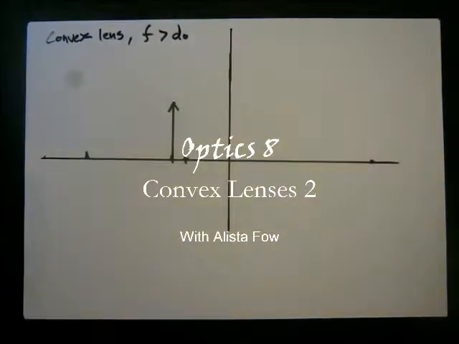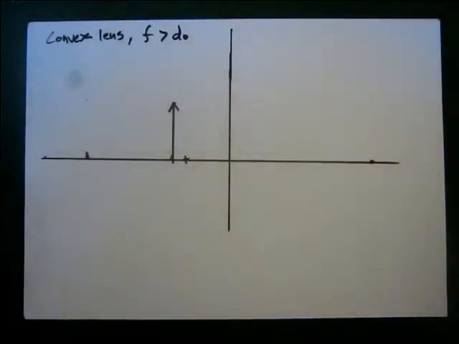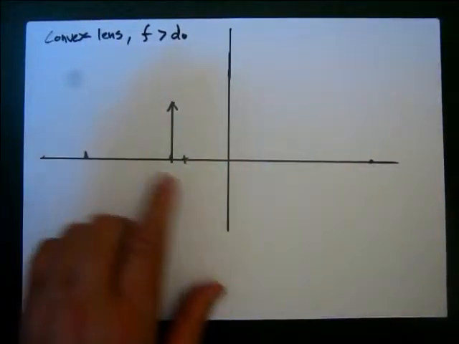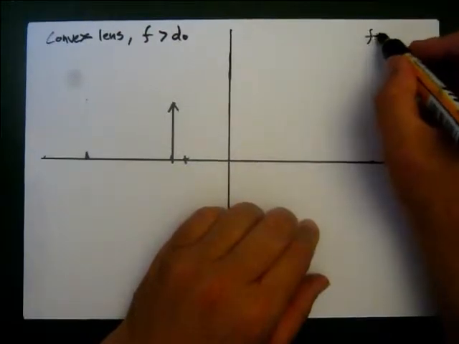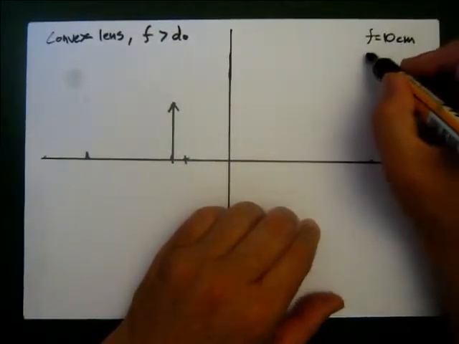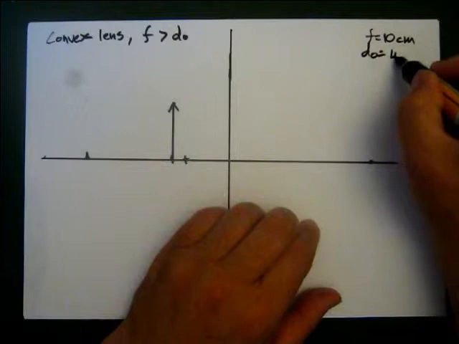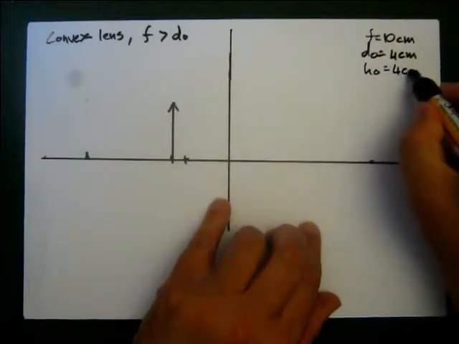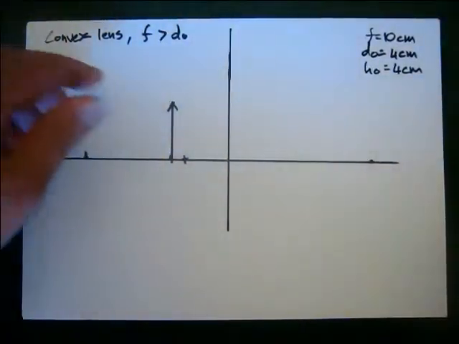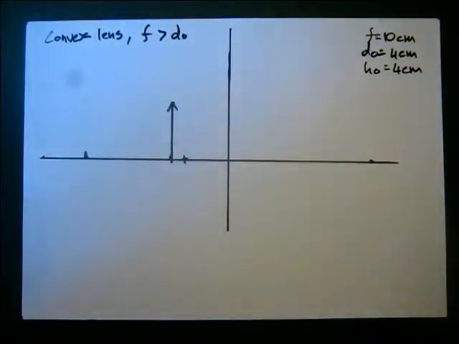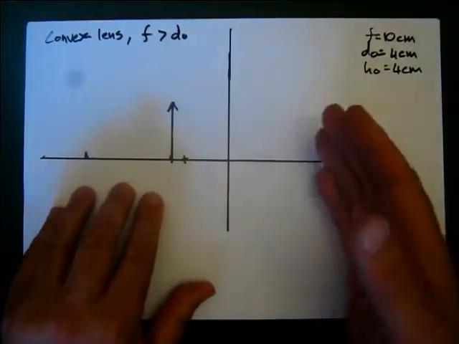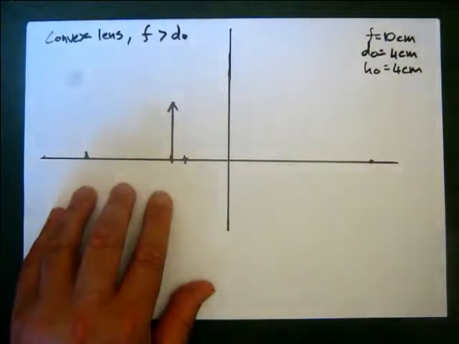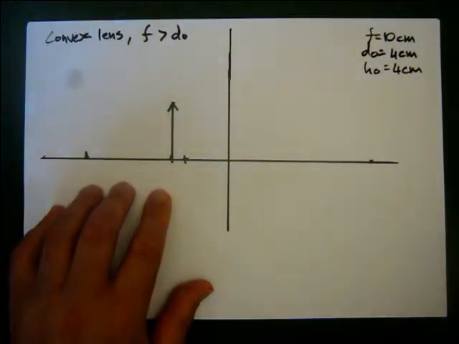Next case that we're going to deal with is a convex lens when the object is within the focal length. In this case, the focal length equals 10 centimeters and the distance of the object equals 4 centimeters. I'm also going to make the height of the object equal 4 centimeters as well. Okay, so if it's closer, what's going to happen? And this is a typical case that happens with a magnifying glass. My eye would be over here, I'd be looking at this and I'd be trying to see what's happening.